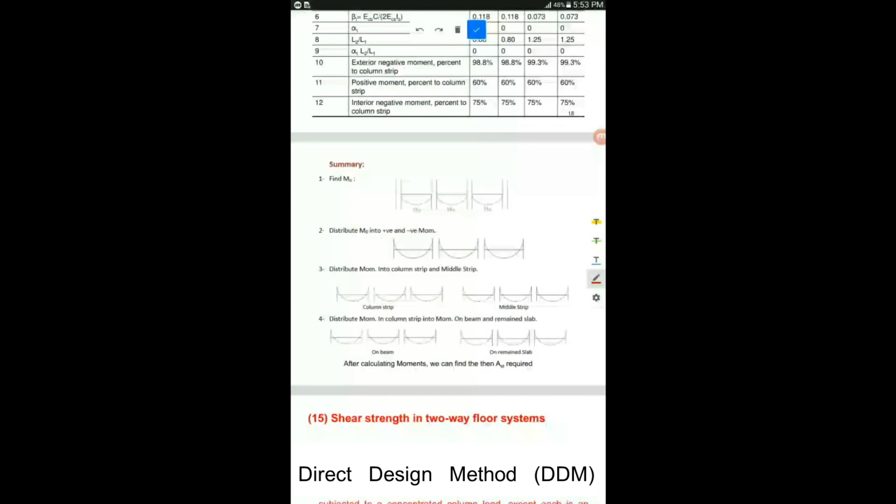First, you find the total factored static moment, then you do the longitudinal distribution of this moment, and in the very end you do the transverse distribution. This is the graphical summary.